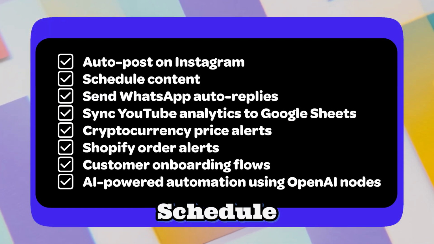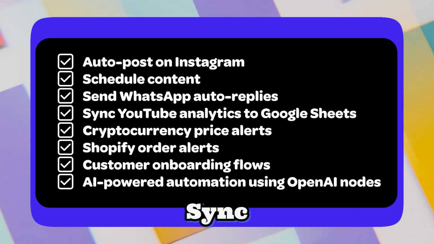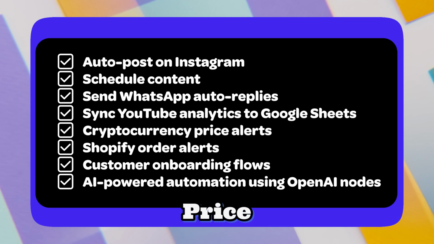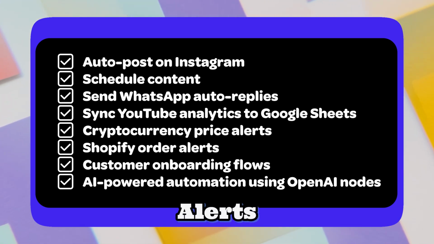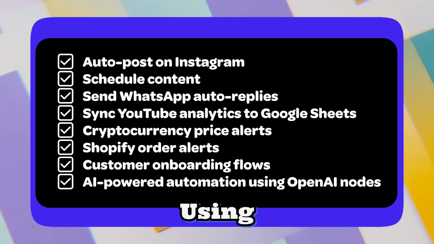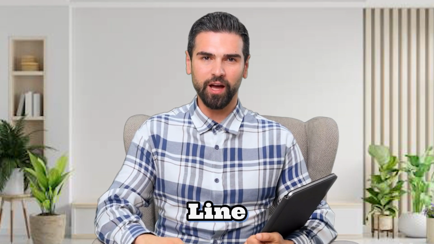With n8n, you can automate almost anything: auto-post on Instagram, schedule content, send WhatsApp auto-replies, sync YouTube analytics to Google Sheets, cryptocurrency price alerts, Shopify order alerts, customer onboarding flows, AI-powered automation using OpenAI nodes. All of this without writing a single line of code.